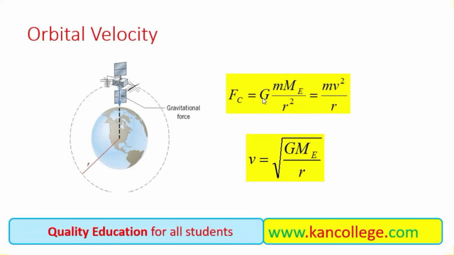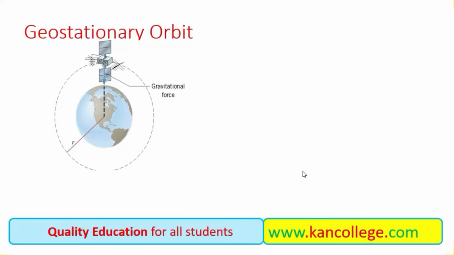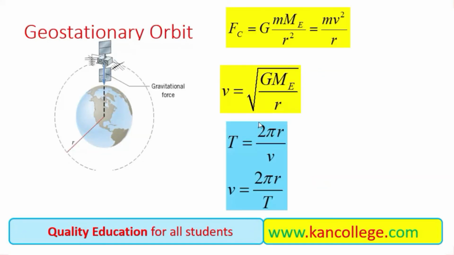We know that the gravitational force can be calculated using the general formula G m1 m2 over r square, where m1 is the mass of the satellite, m2 is the mass of Earth, and r is the distance from the center of Earth to the satellite. This force of gravity provides the centripetal force to the satellite. By equating these two terms, we get v square equal to G M e over r, so v is the square root of G M e over r, according to this formula.